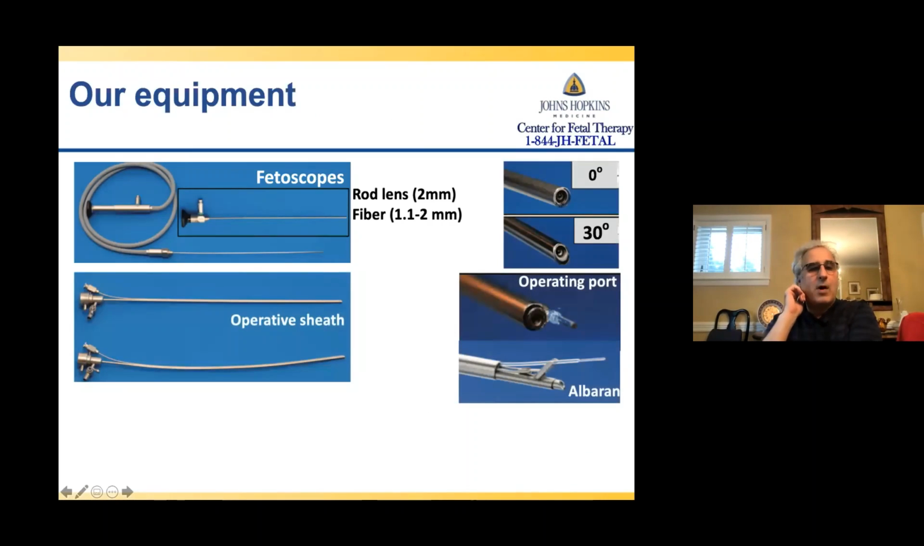Then you have an operative sheath. So the fetoscope is inserted into the operative sheath, and through that sheath, you can insert all sorts of instruments like a laser fiber. If there's a microsurgical instrument, you can do that. And the operative sheaths can be passive, so you just put something in, or they can be active, where you have this mechanism where you can reflect the fiber up. This is called an Albarran.